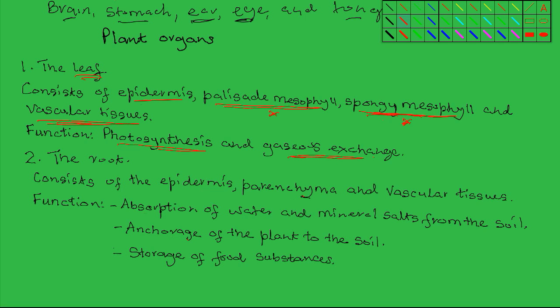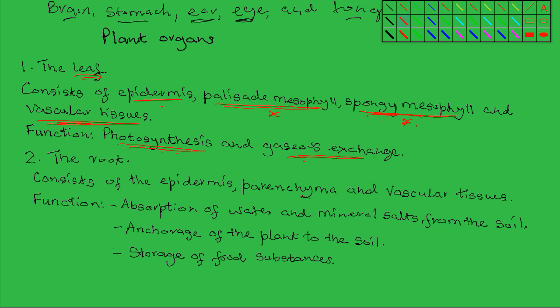And then the vascular tissues contribute to photosynthesis in the sense that the xylem that make up the vascular tissues bring water and mineral from the roots to the leaves. The water is used in photosynthesis, and then the phloem in the vascular tissue carries away the products of photosynthesis to the other parts of the plant. So the leaf is an organ that carries out photosynthesis and gaseous exchange, and is made up of these tissues: the epidermis, the palisade mesophyll, spongy mesophyll, and the vascular tissues.